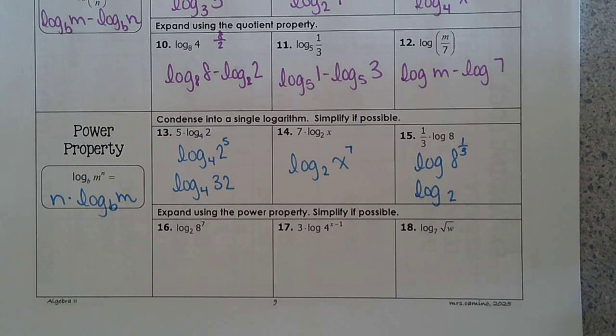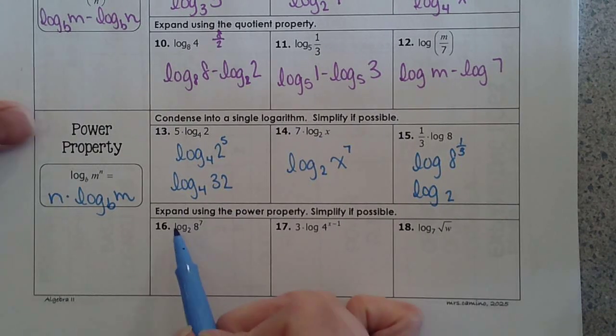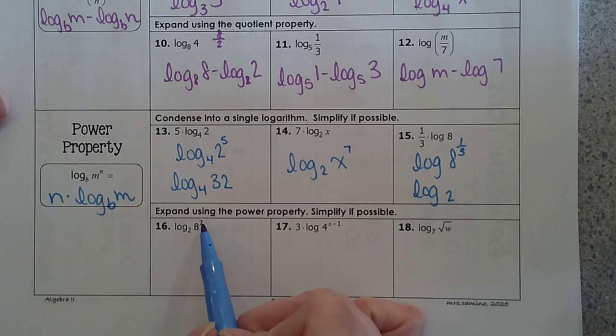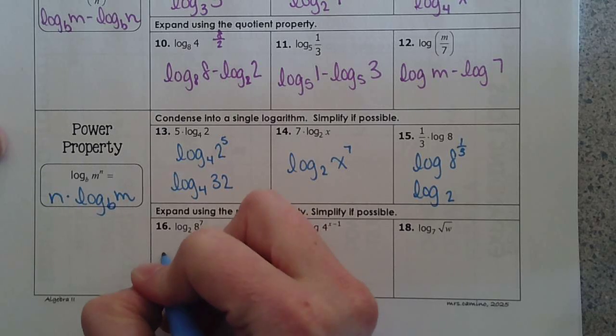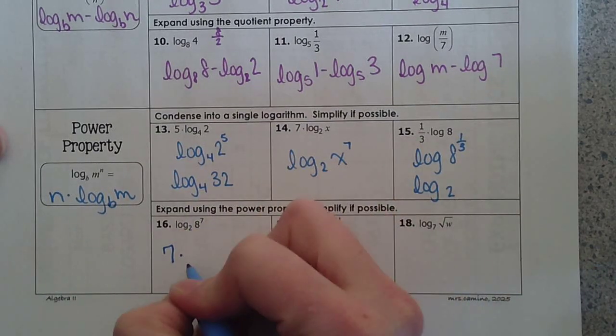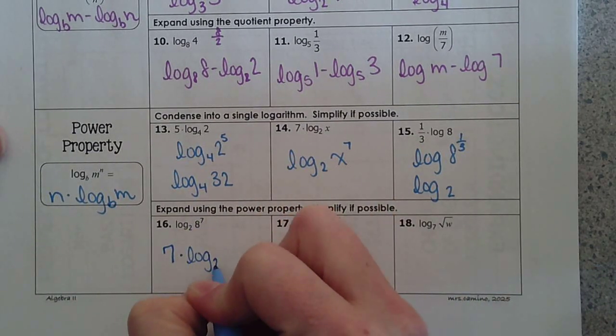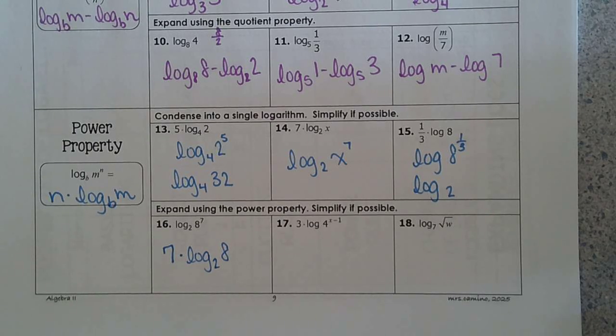Okay, now we're going to go backwards. So we're going to take our exponent. We're going to move it to our multiplier position. So log base 2 of 8 to the 7th. Don't calculate this. Okay, don't turn this into like a gajillion whatever. Move that 7 out front. 7 log base 2 of 8. Just like that.